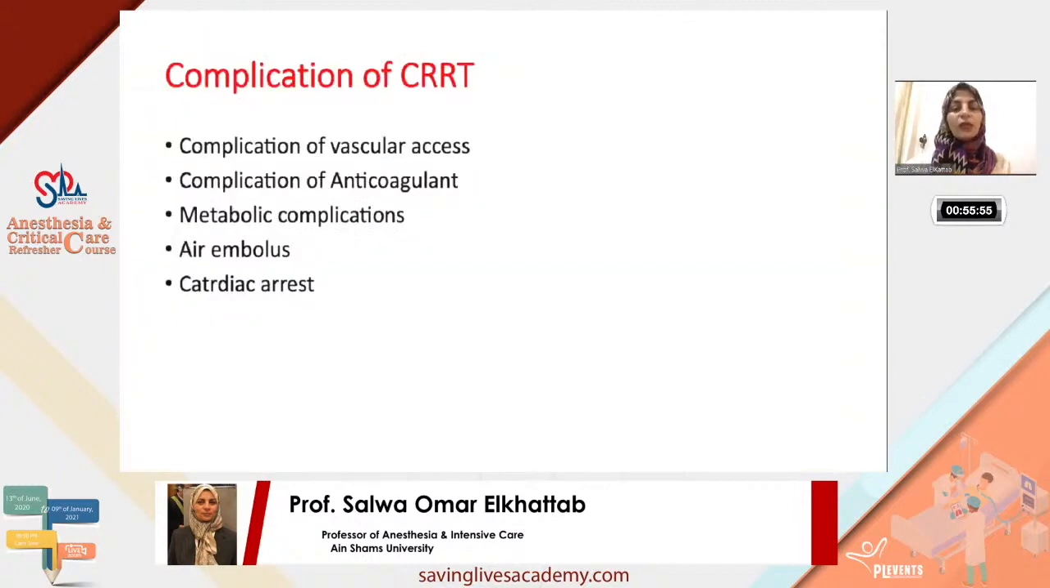What are the complications of CRRT? Like intermittent hemodialysis: the vascular access, the anticoagulation, the metabolic complication. Hemodynamic instability is still a risk, even if it's much less than with intermittent.